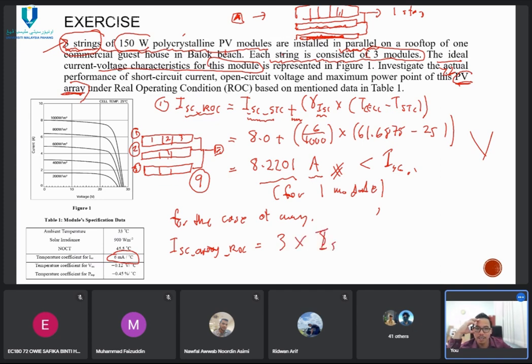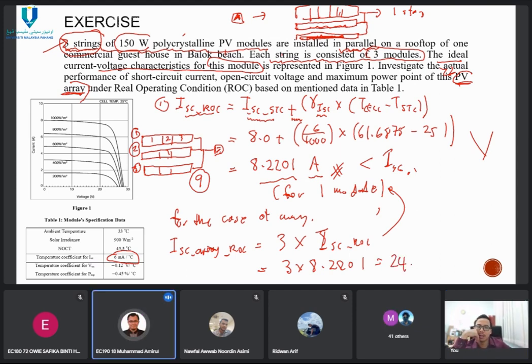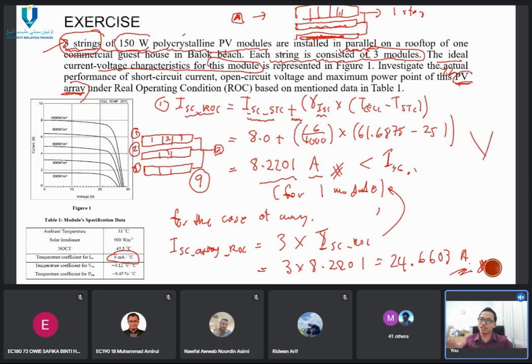ISC at ROC, multiplied by 3. 3 multiplied by 8.2201 gives 24.6603 amps. This is the final answer for the short circuit current of the array at ROC condition.